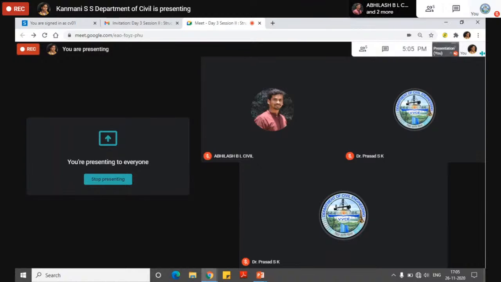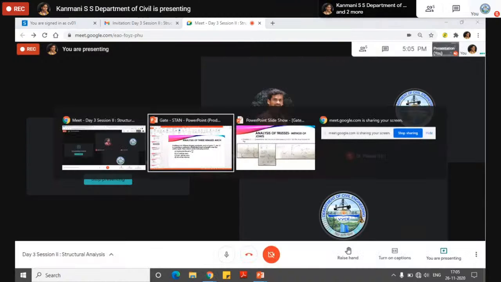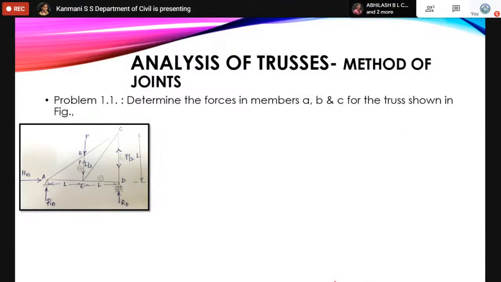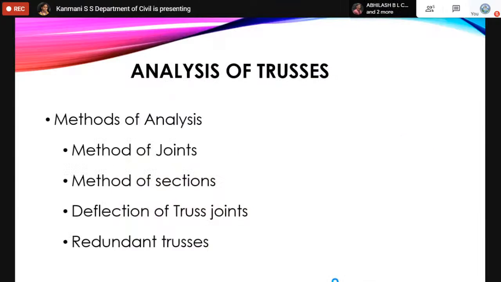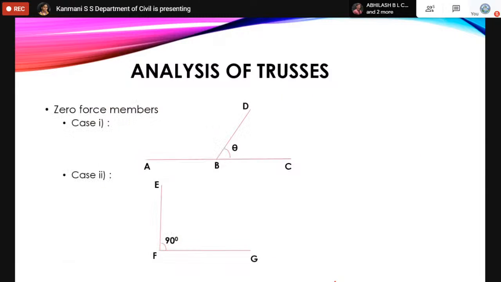For a zero force member, does case 1 apply if B was a hinge or roller? So I'll go to this again. All the questions are from trusses only. So this is case 1. If B was a hinge or a roller, no. Yeah, this is case 1 of the zero force member.